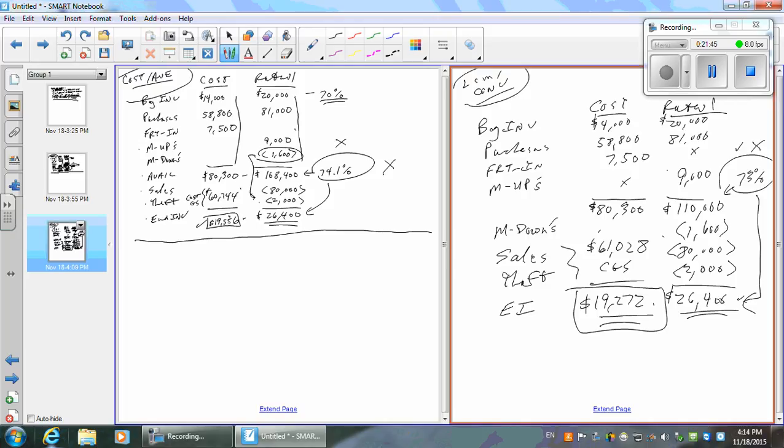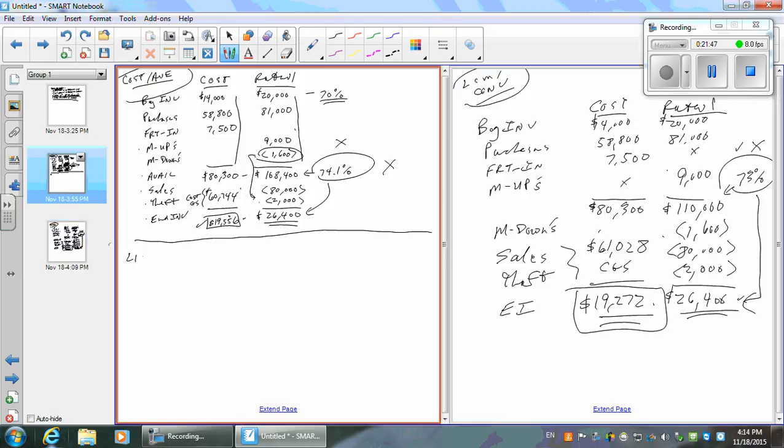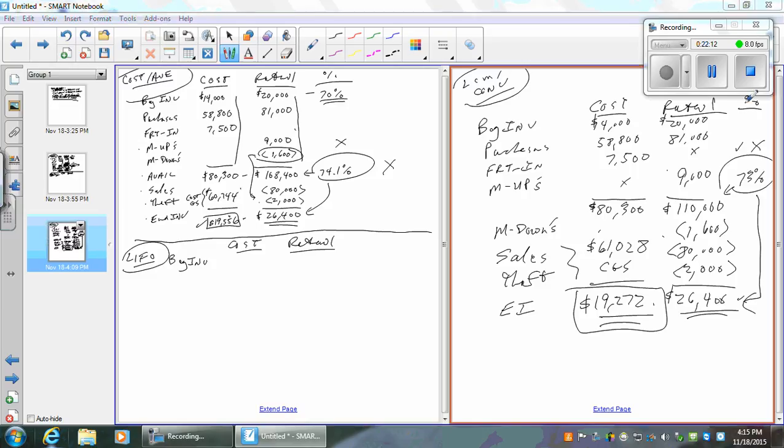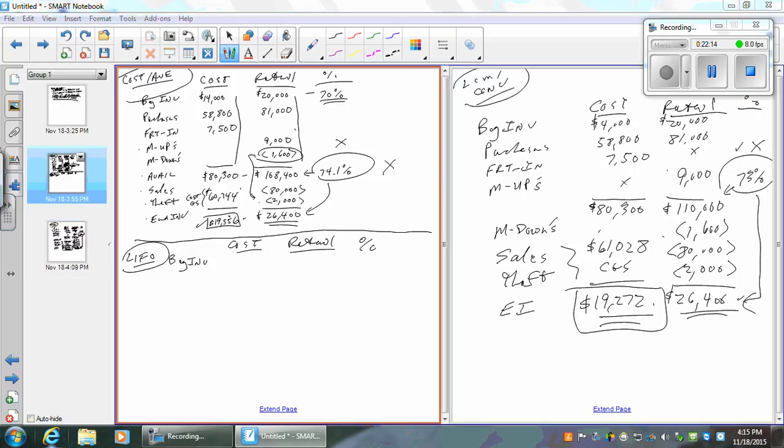Okay, then let's try LIFO. What would be different with LIFO? Look at that one. We're going to separate the beginning inventory. So we start with the beginning inventory: cost, retail, and we're going to do the same thing. We're going to have a cost-to-retail percentage over here. We did it on all of them.